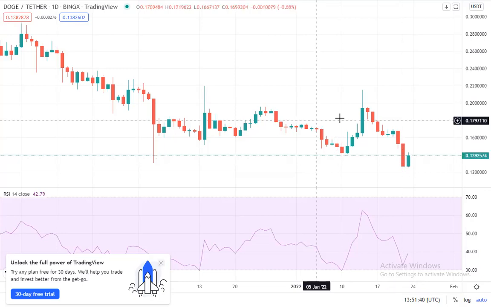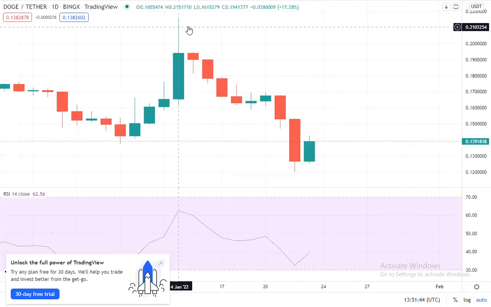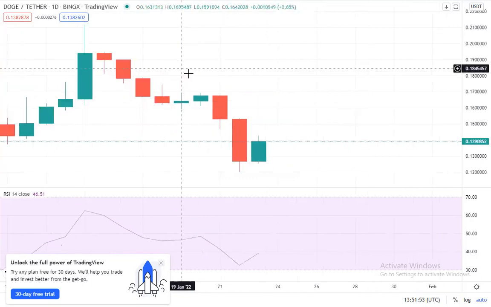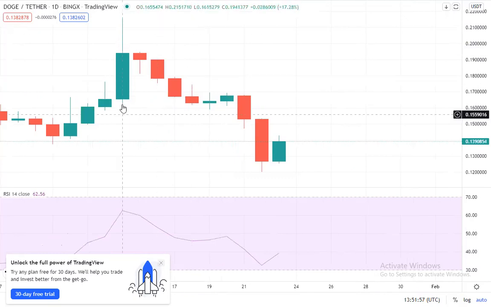Now, zooming in. Let me zoom in very well so you can see. Now, you see this tiny line? It is called the wick. Each candlestick has tiny lines, you can see. It depends on how tiny they are. This tiny, are you seeing it?